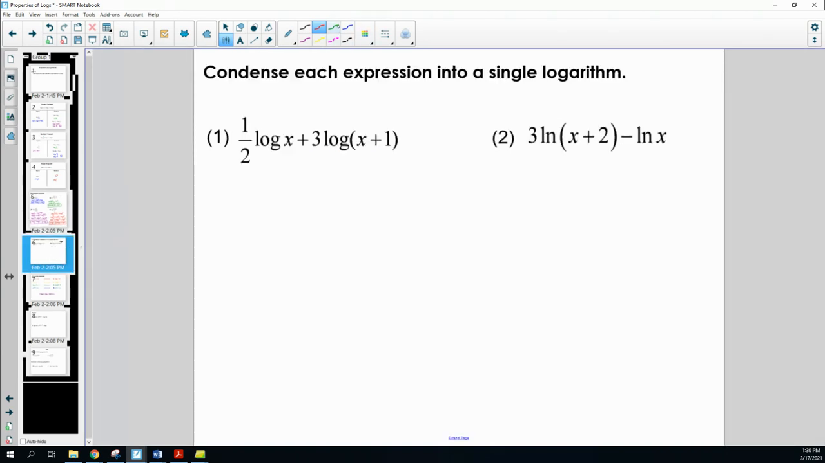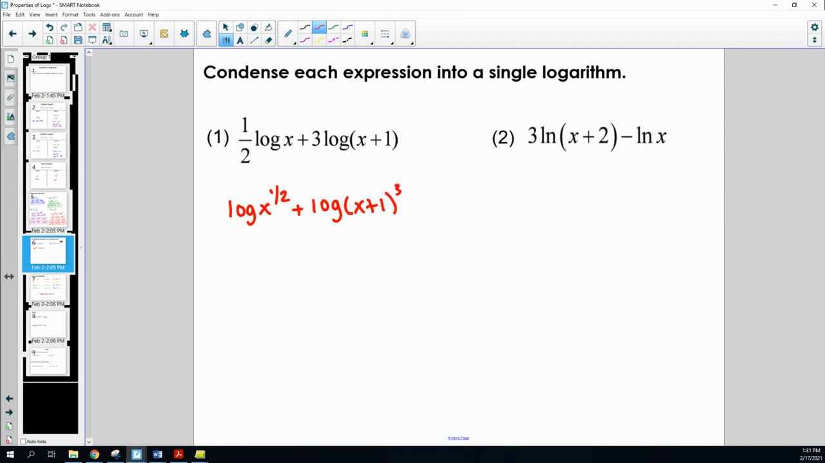Okay, so now we're going to go the other way where we're going to condense. So we're basically doing the complete opposite of what we just did. Okay, so if we look at the first question, 1/2 log x plus 3 log x plus 1. The first thing I'm going to do is take any exponents and bring them back up to be exponents. So this 1/2 is in front. That means it's the exponent on the x. So this will be log x to the 1/2 plus this 3 is going to go up as an exponent. So log x plus 1 to the 3rd.